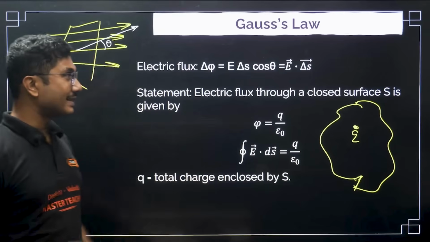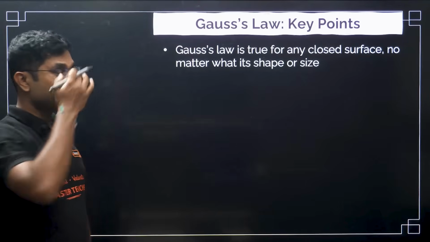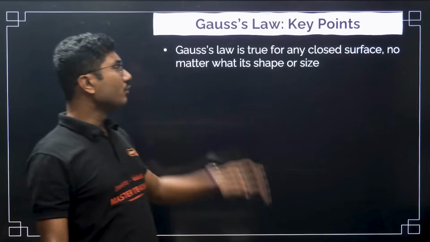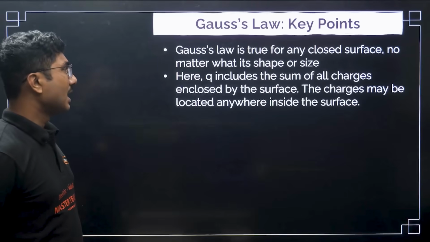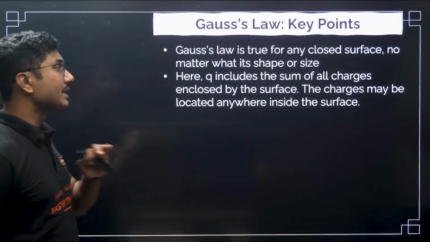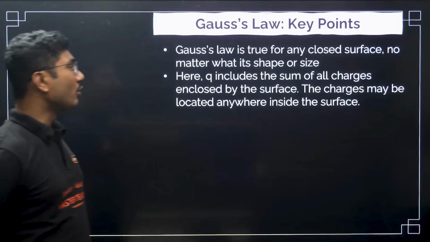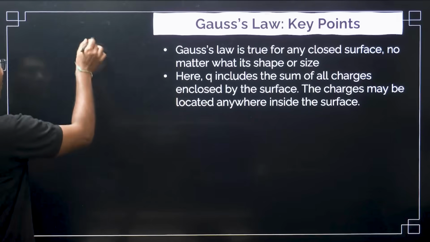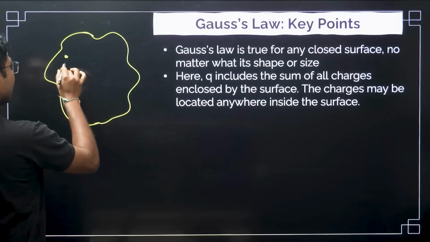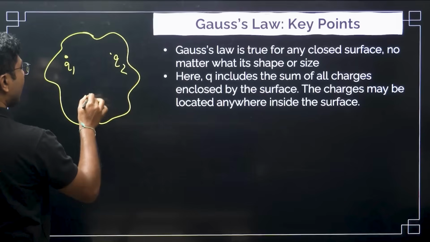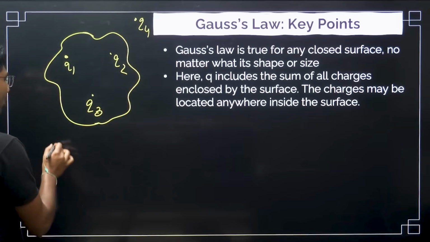There are a few cases that you also have to remember. At first, a few points from which you can expect some MCQs. Gauss's law is true for any closed surface, no matter what the shape or size. Here Q includes the sum of all charges enclosed by the surface. The charges may be located anywhere inside the surface. Suppose this is the surface. One charge is located here, one here, another here, another here. So what is the meaning of Q?